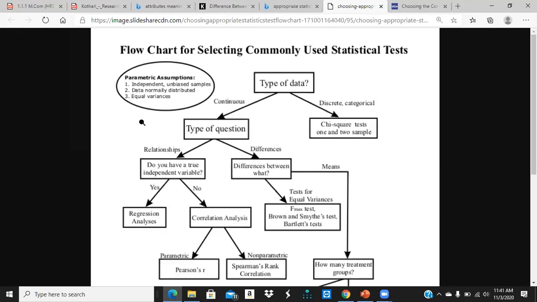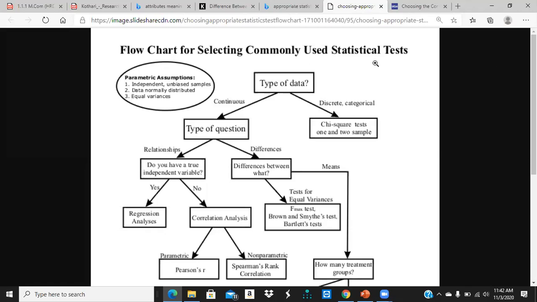And equal variance. The variance or distribution between the variables should be equal. So there is a test called Levene's test. Levene's test is used for testing the variance. By looking at the Levene's test value, we can say whether there is equal variance between the variables or there is no equal variance. If the data is normally distributed and if it is independent, then we can go for a parametric test.